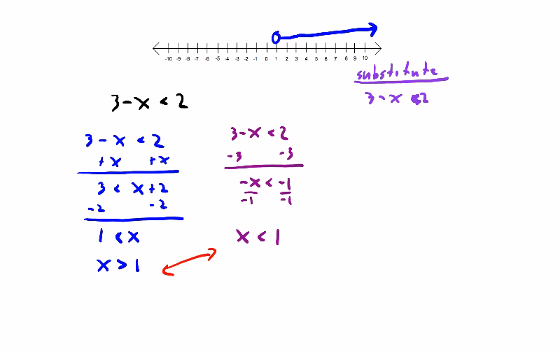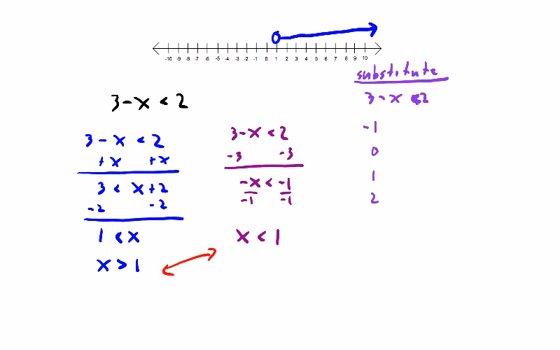So we know we have a problem around 1. So let's consider values that are on either side of 1. Let's consider negative 1. Let's consider 0. Let's consider 1 itself. Let's consider 2 and see what happens when we substitute those in.